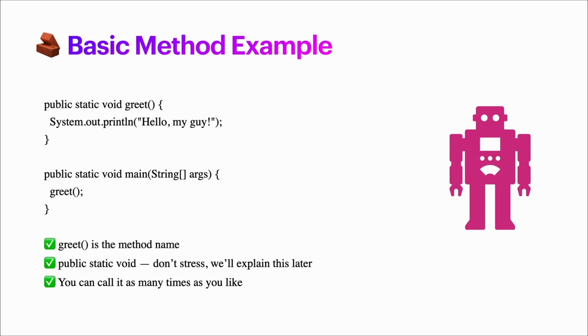So the first one is a method known as greet, which is the method name. The second is your public static void. Don't stress, we'll explain this later. Then the third is you can call it as many times as you like inside the public static void. So let's keep rolling.